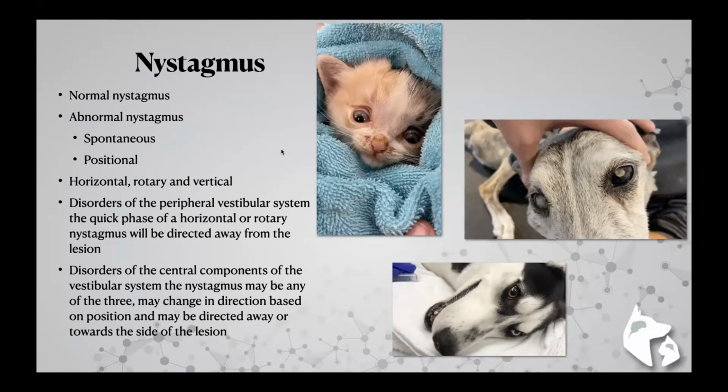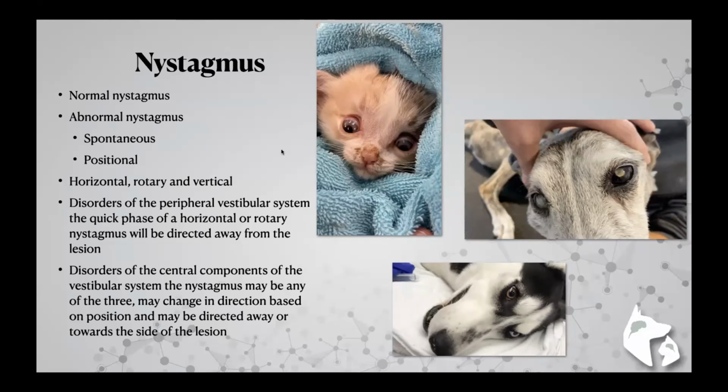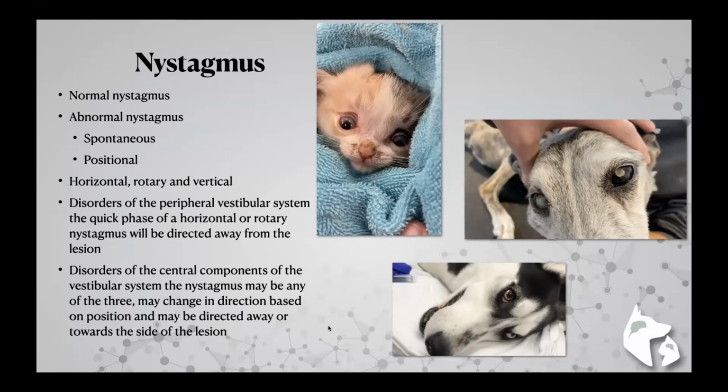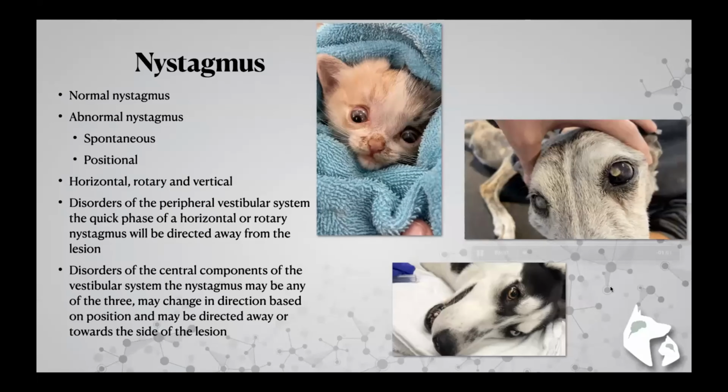So there's a slow correction to the right, but the fast phase is to the left there. And again, he had a central lesion because of the change in his nystagmus when you tipped him over. This last video that I want to show is kind of a slow motion video.